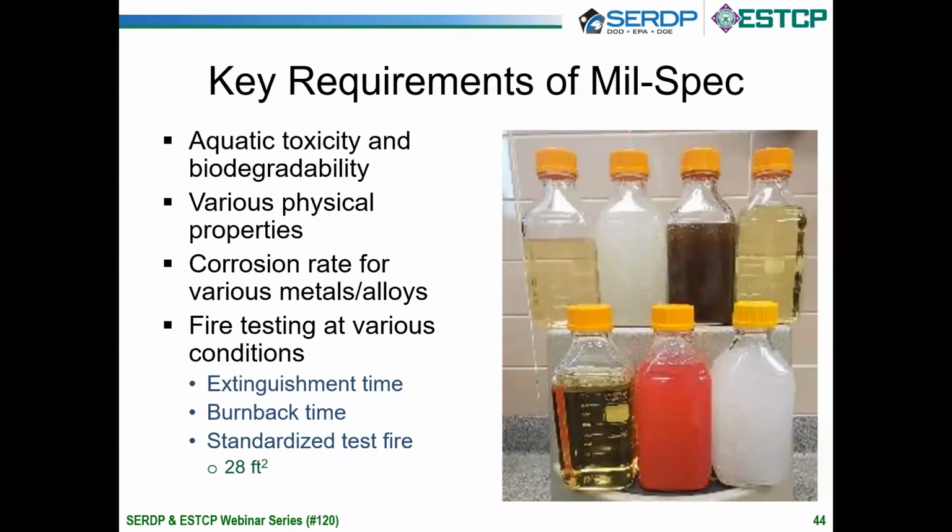So what are the key requirements? Mentioned aquatic toxicity and biodegradability, physical properties such as surface tension, spreadability, and corrosion for various metals and alloys, and most importantly, the fire fighting performance measured in terms of time to put the fire out, and also the burn back time, which I'll describe later. And the mill spec speaks of fires of the size 28 square foot and 50 square foot. We typically have done 28 square foot fires that I'll talk a bit more about later.